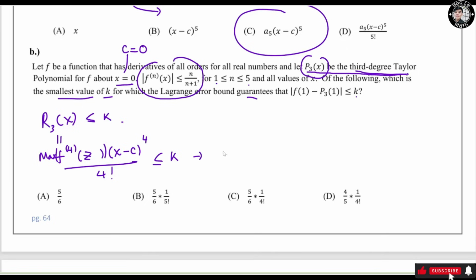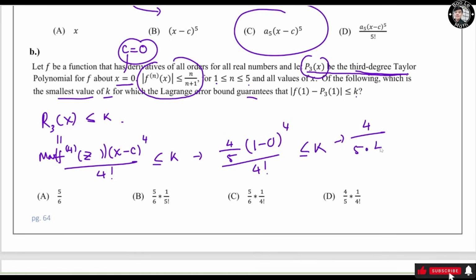So 4 for n, so it's going to be 4 over 4 plus 1, which is 5, times s equals 1 and c equals 0, raised to the 4 over 4 factorial, less than or equal to k. So it's going to be 4 over 5 times 4 factorial. 1 minus 0 raised to the 4 is going to be 1, less than or equal to k, or k greater than or equal to 4 over 5 times 1 over 4 factorial.